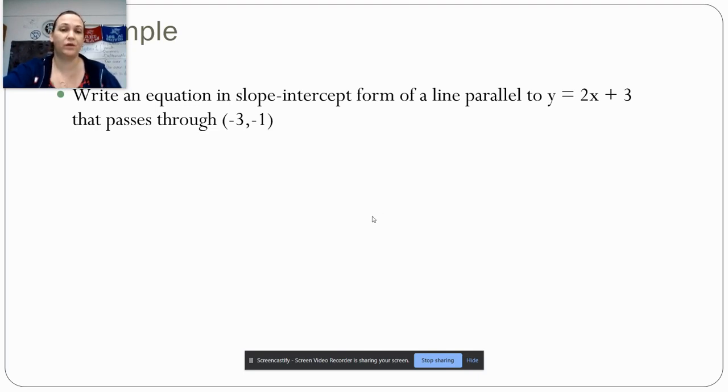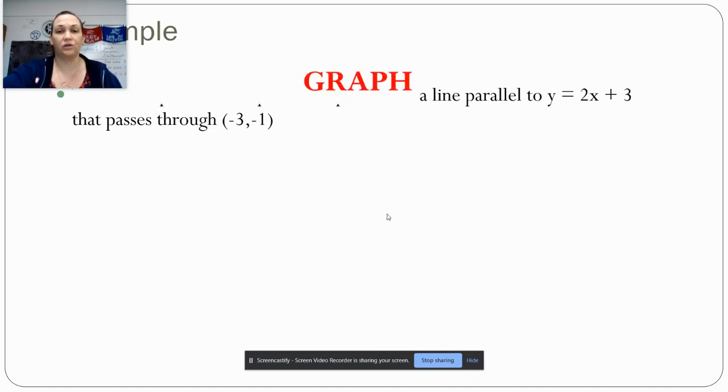I don't want you to write an equation. All that I want you to do tonight, and all you're going to do on your Delta Math tonight, is you're going to graph a line. So we're changing the directions from the textbook into graph a line parallel to y equals 2x plus 3, and that passes through -3 comma -1. Okay, so graphing tonight. Graphing, no equations, graphing.